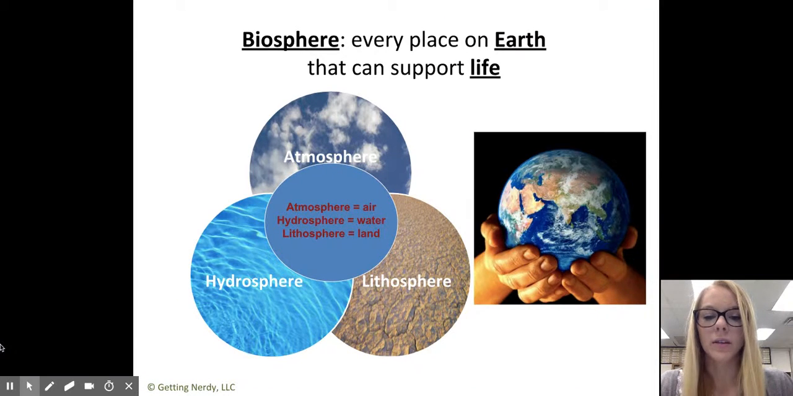The biosphere includes every place on Earth where life is supported. This includes the atmosphere, dealing with air, the hydrosphere, dealing with water, and the lithosphere, dealing with surface-level soil and rocks. Your eighth keyword is homeostasis.